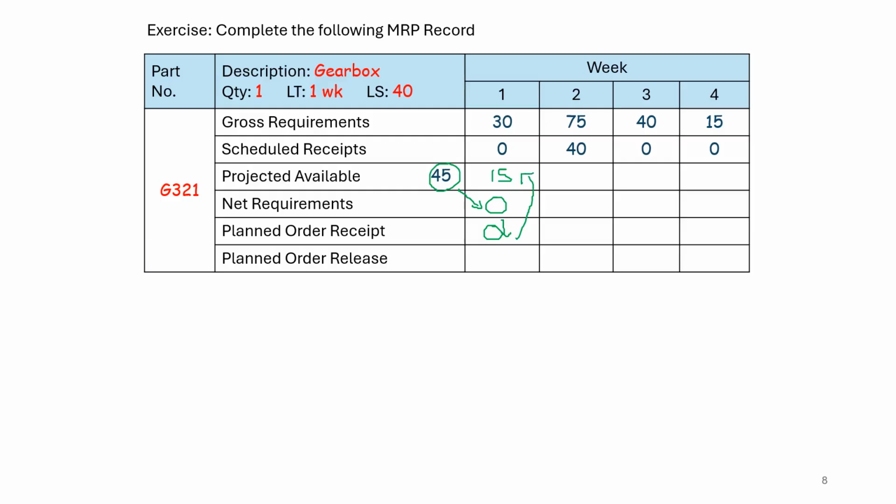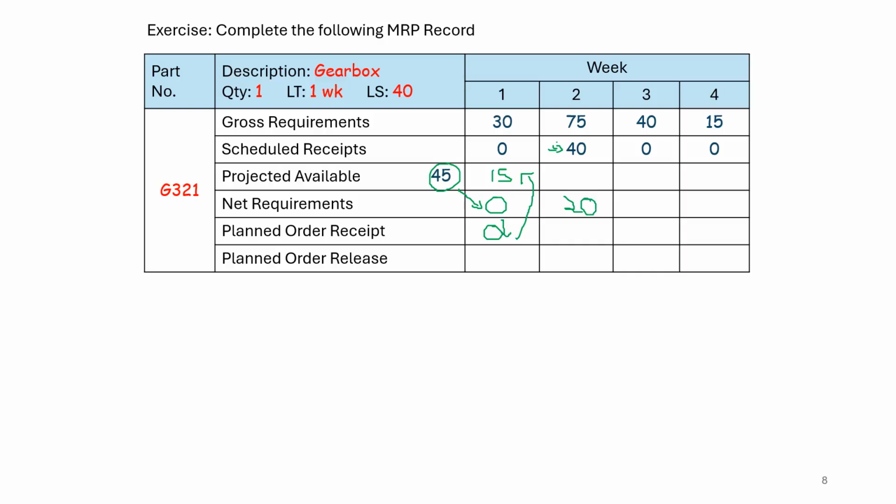And similarly, before we started week 2, we have 15 units in inventory. We are already receiving 40 units in additional inventory for week 2. So in week 2, we have 55 units of inventory now. But the gross requirement is 75 units. So we need 20 units more. So our net requirement becomes 20 units.